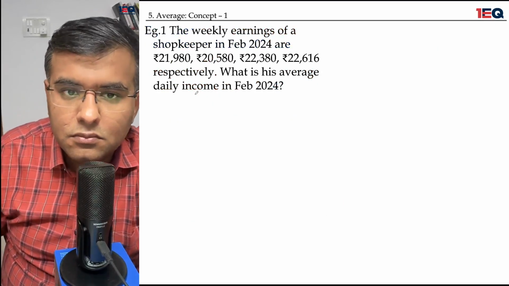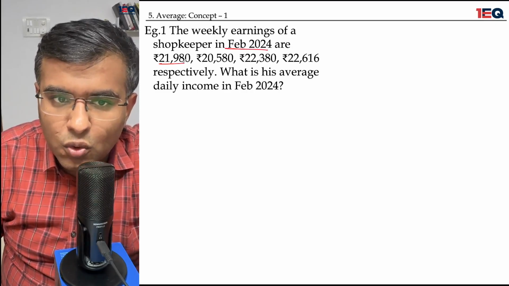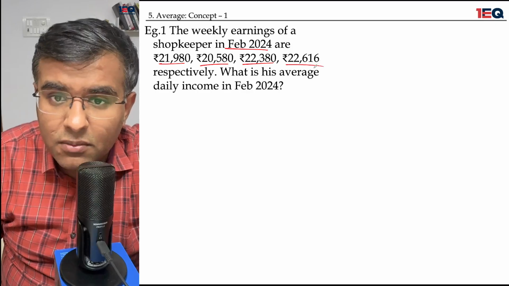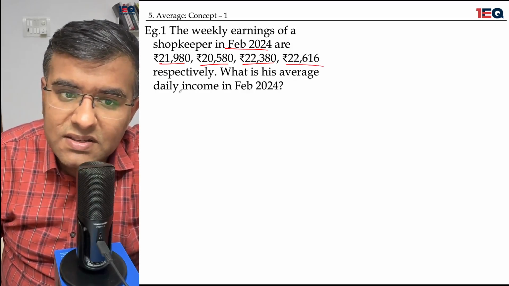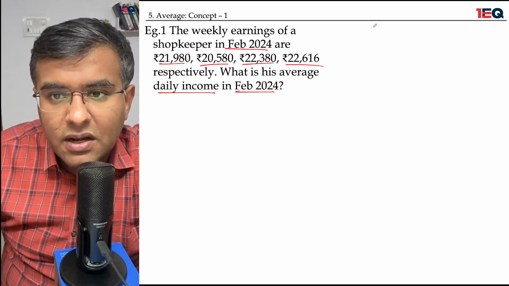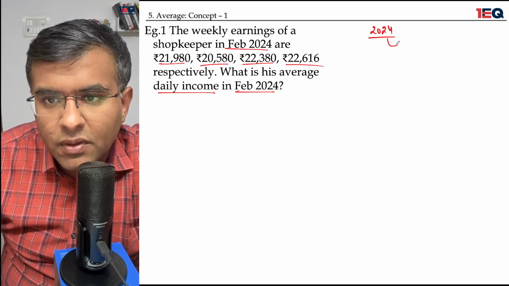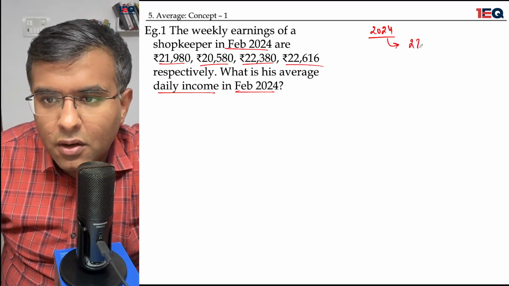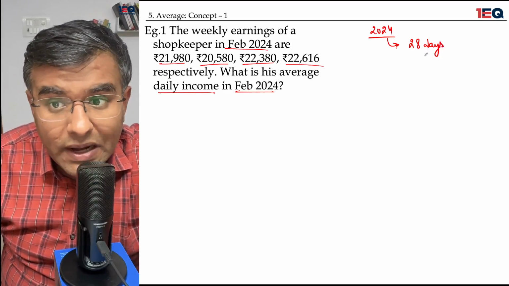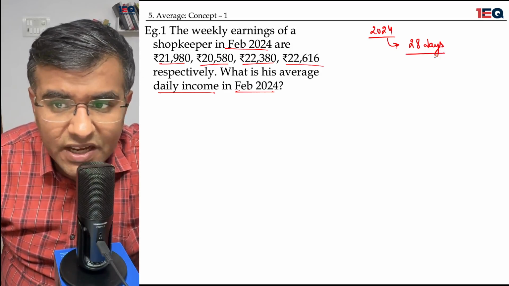Moving ahead. The weekly earnings of a shopkeeper in February 2024 are 21980, 20580, 22380, and 22616 respectively. What is his average daily income in February? We are assuming that this is February 2024. In February there are 28 days. I'm not even checking if it is a leap year or not.